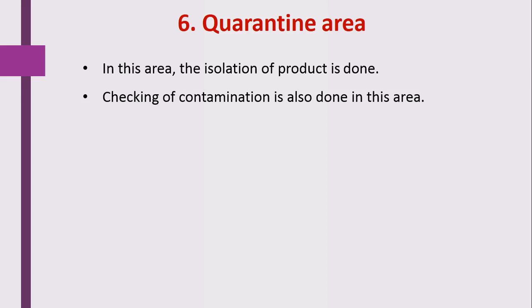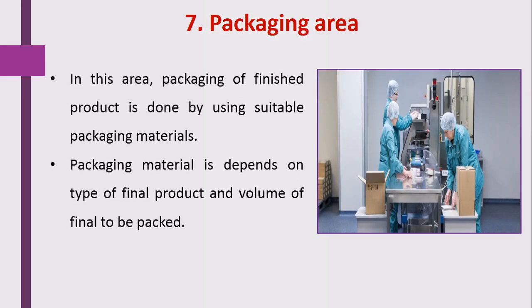Let's move to the next area, the packaging area. You can see in this picture the product which is packed. In this area, packaging of the finished product is done using suitable packaging materials. The packaging materials depend on the type of final product and the volume of the final product to be packed. So just remember, the packaging area is where packaging of the product is carried out.